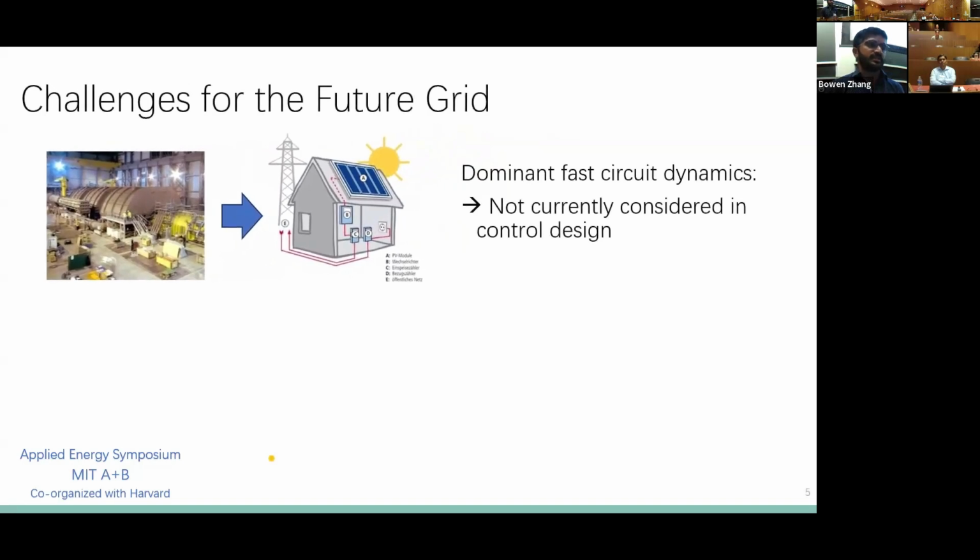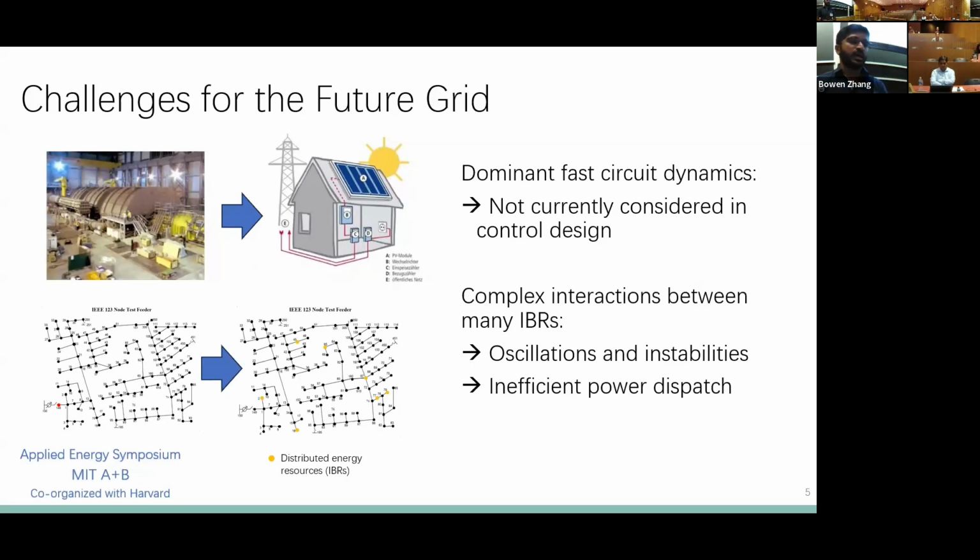And so these are some of the challenges that we are considering for the future grid. So the first is that we have these dominant fast circuit dynamics, but they're not currently considered in the control design of inverters. And then we could also have scenarios if we have a large number of IBRs or distributed energy resources, we can have complex interactions between these that can cause oscillations and instabilities or inefficient power dispatch.